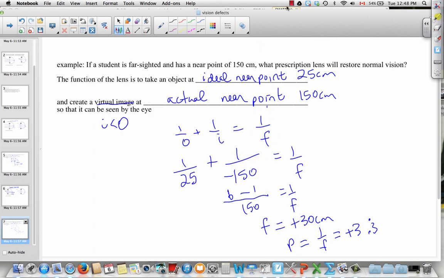So those are the common vision defects and how we address them, and an explanation for that using both the ray drawing and also using calculation.